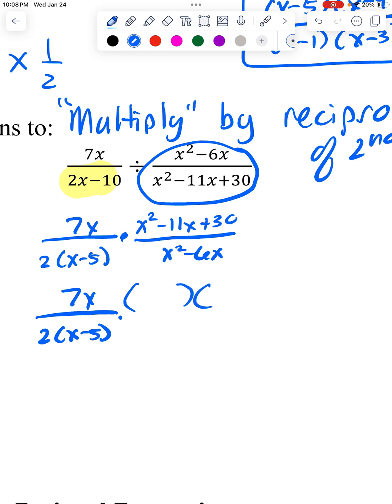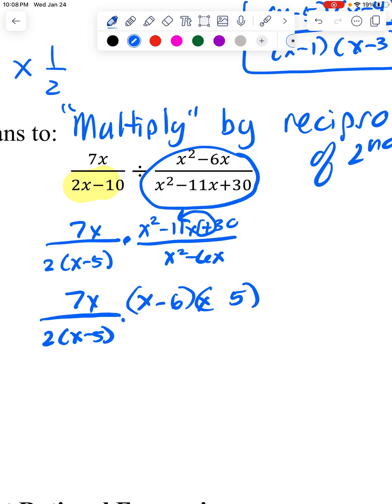So in the top, I'm going to need 30 in a way that adds up to 11. So 5 times 6. I need it to be a negative 11. So they both have to be minus. On the bottom here, now that I flipped it over, I have a GCF situation where I can take out an x, and that will leave x minus 6. So here's all my pieces to that.